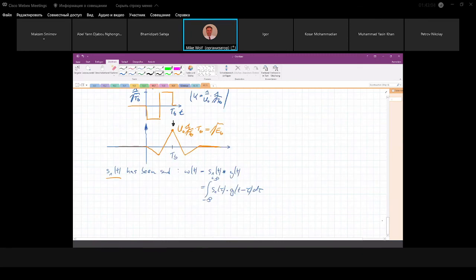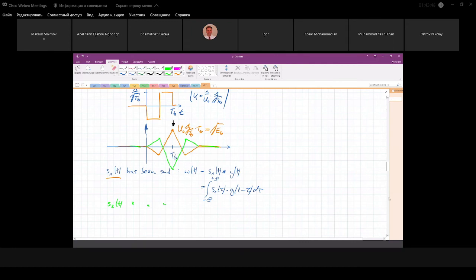And if I transmit, let's say I do it in red, if S2 of t has been sent, then it looks like this. We sample here, then we get minus square root of EB. If we sample here, this is the best sampling time, because here we focus the energy.